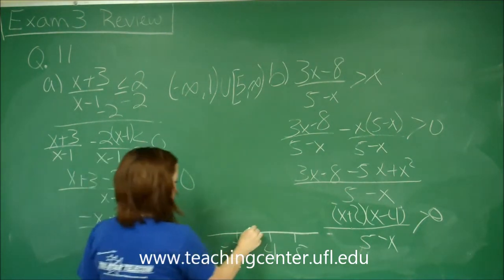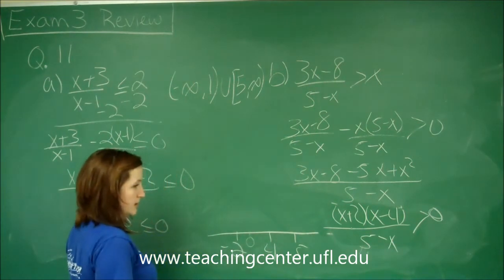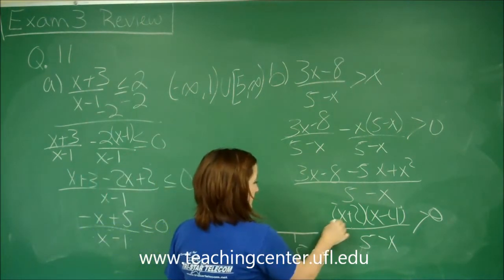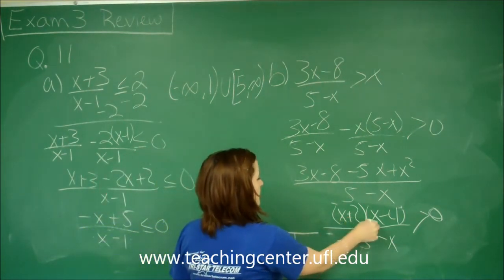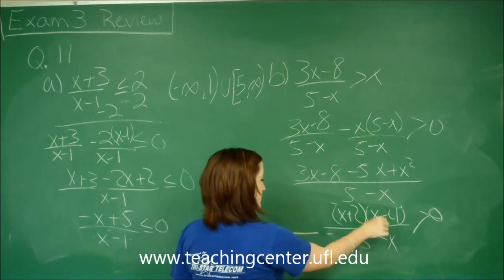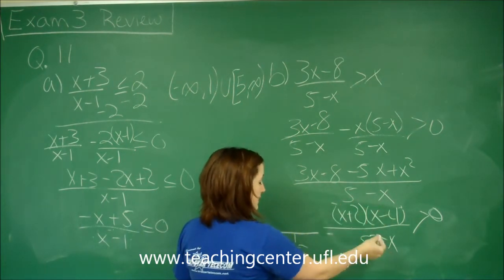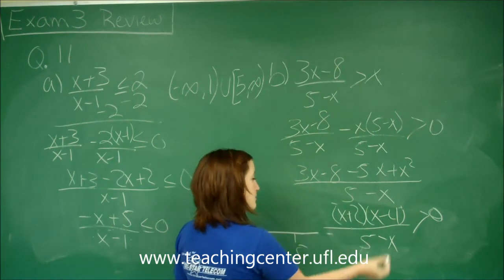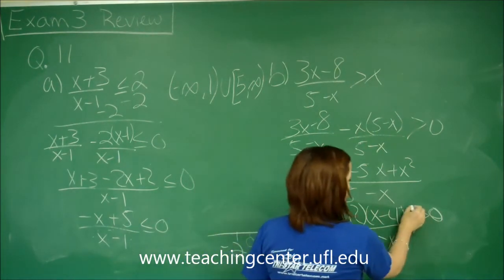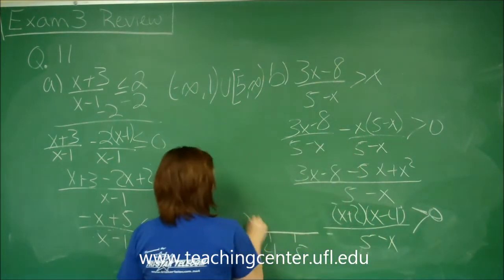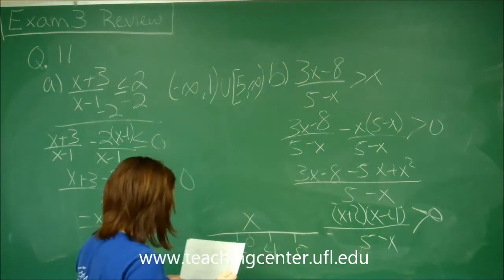And so I test 0, because I think 0 is always the easiest to plug in. And I get 0 plus 2, so that's a positive. 0 minus 4 is a negative, so positive times negative is a negative. Over 5 minus 0 is a positive, so negative over positive is a negative. Is that greater than 0?